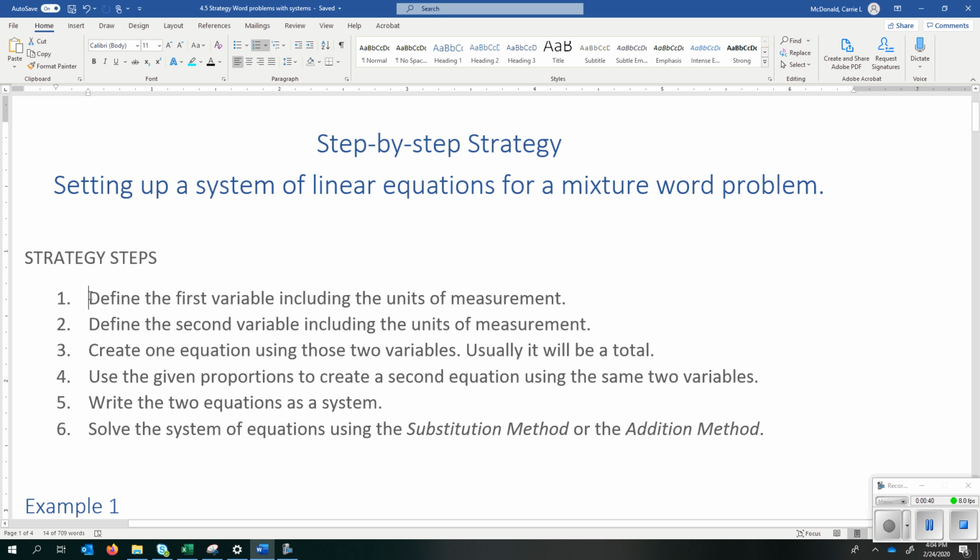So the steps are as follows. First, define the first variable, including the units of measurement. Do the same for the second variable.